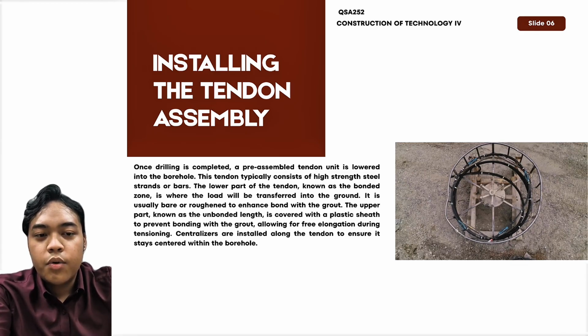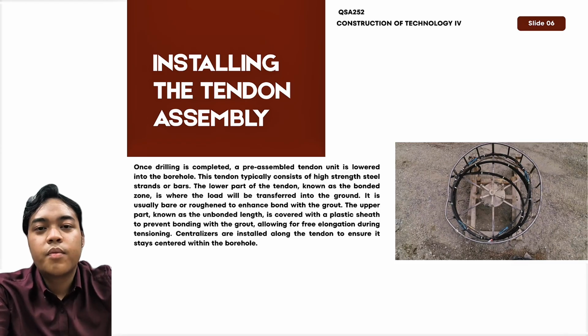The upper part, known as the unbonded length, is covered with a plastic sheet to prevent bonding with the grout, allowing for the free elongation during tensioning. Centralizers are installed along the tendon to ensure it stays centered within the bar hole.